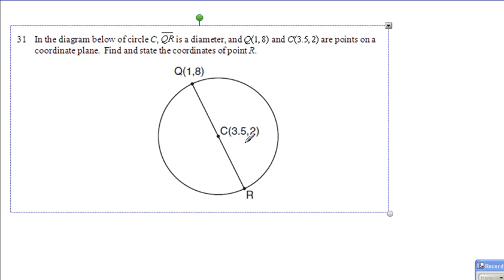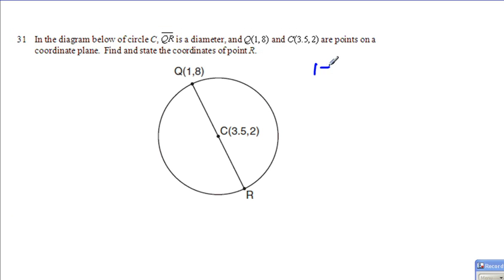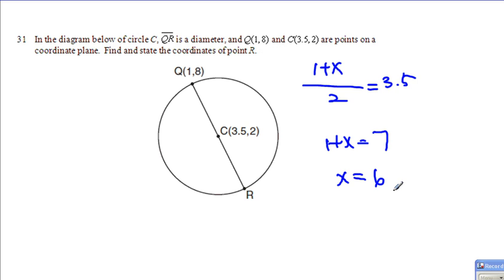Alright, here we have, this is the center, and that is 1 point. Then find and state the coordinate of point R here. That means this one works like a midpoint. Yes, we can use the midpoint formula, such as 1 plus x, I have no idea what this one is, over 2 is equal to 3.5. If you use this strategy, then we'll end up getting 1 plus x must be equal to 7, and x must be equal to 6.